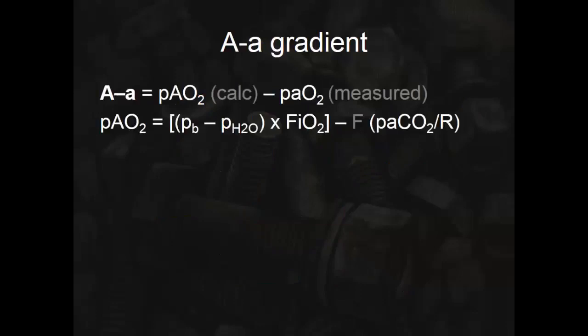So the measures: PaO2, which is easy to get from an ABG, and the calculated alveolar O2. The difference between the two makes a gradient. You have barometric pressure minus water vapor pressure, times FiO2, minus F, which we said we don't care about much, and then minus PaCO2 divided by R. What's R?